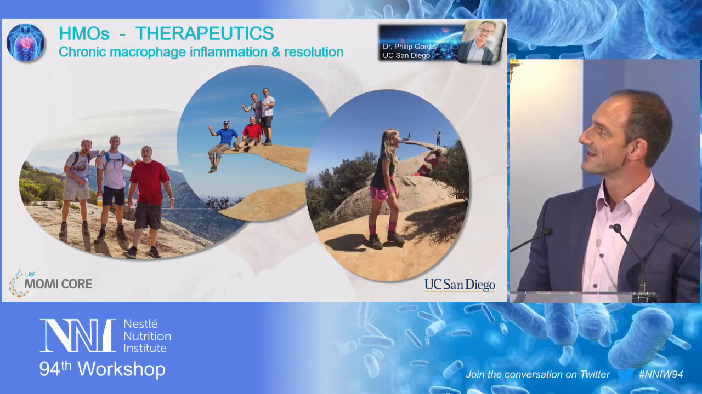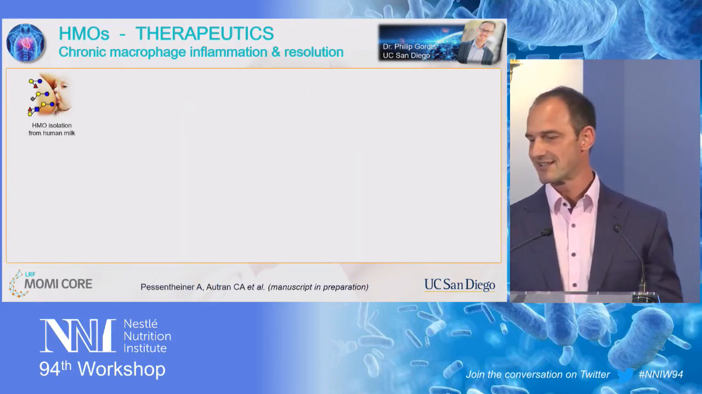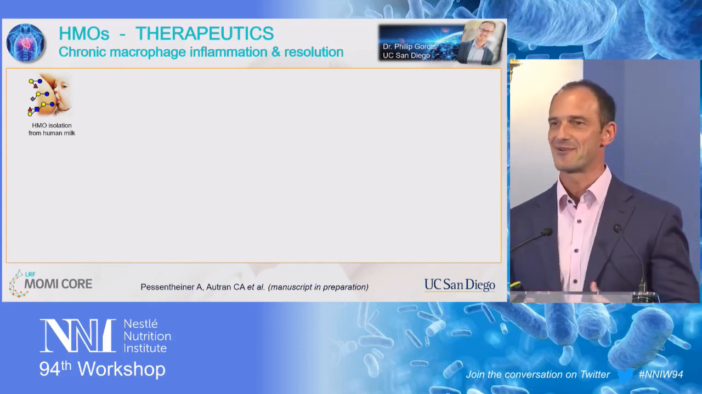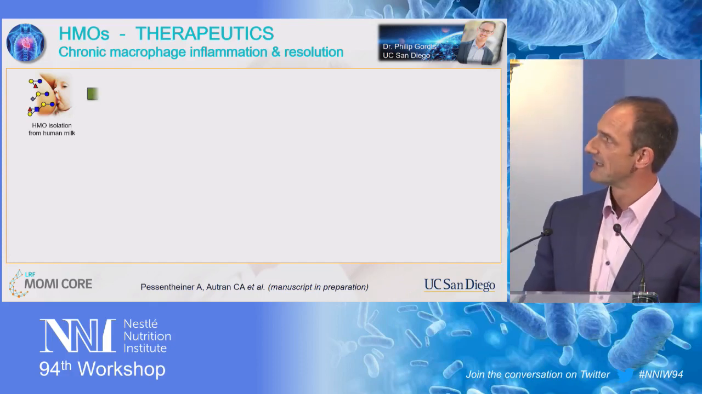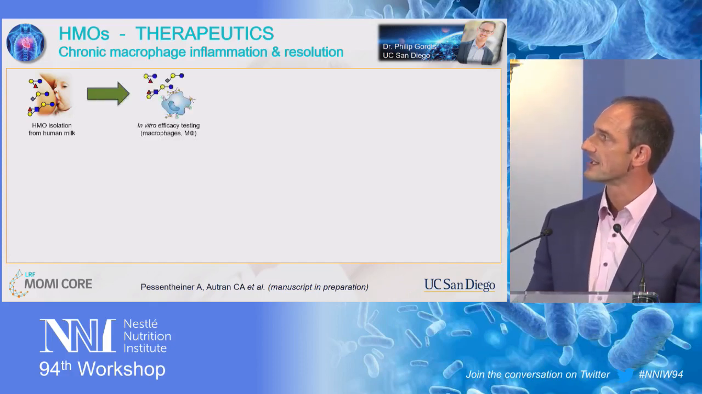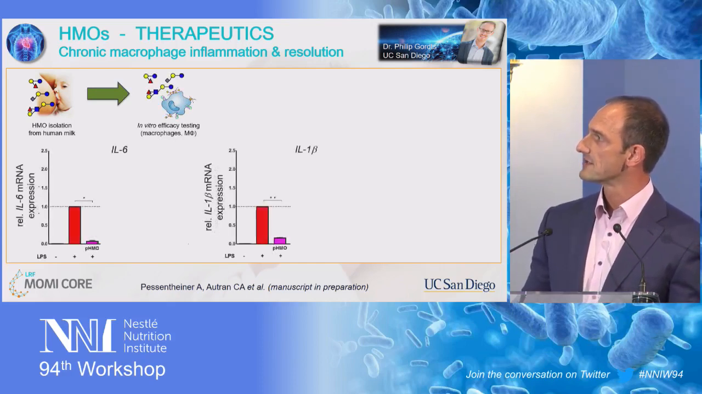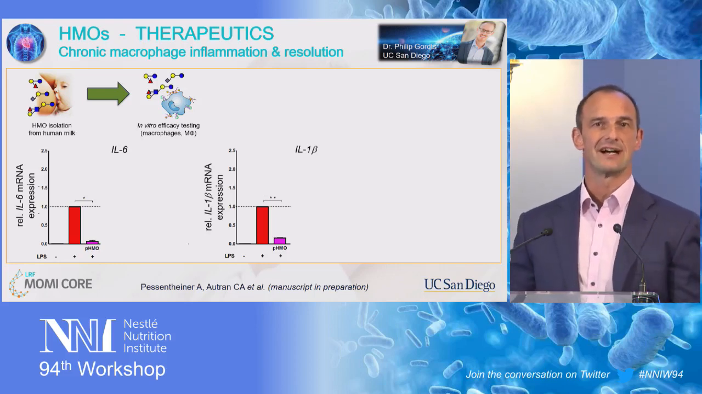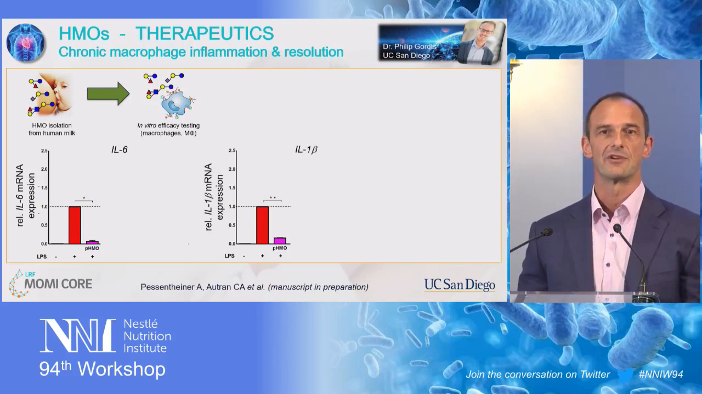And so Philip is working on macrophages, chronic macrophage inflammation. He said, Lars, we need to find a way to work together. I would love to test your oligosaccharides, throw it on my macrophages, and see what happens. So we did that. Again, isolate all oligosaccharides from human milk, and threw that on his macrophages, and we found, wow, it's a significant reduction in IL-6 and IL-1 beta when you stimulate the cells with LPS and then throw your oligosaccharides on it.